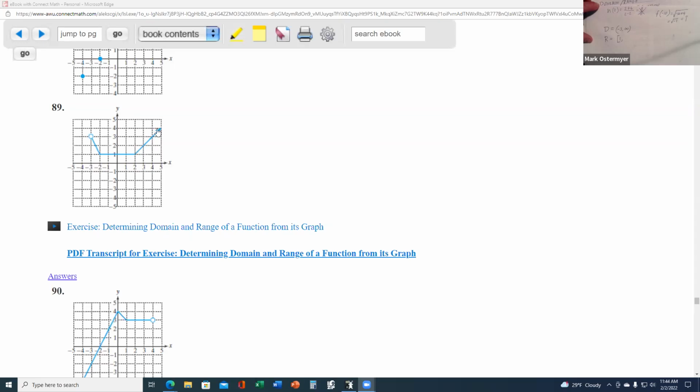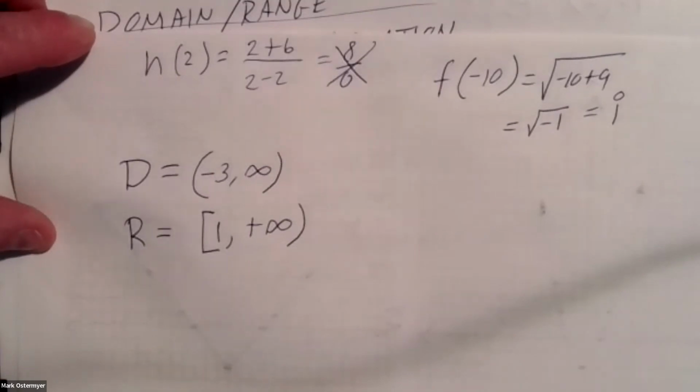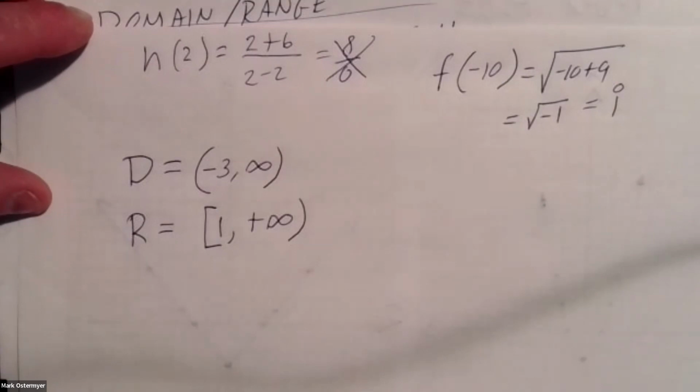Well, this graph keeps going up forever. And because it keeps going up forever, positive infinity would be the upper limit of the range of this function. And so therefore, ladies and gentlemen, the range of that function would be in interval notation, including 1 up to positive infinity. That would be the range. Any questions how we derive the range and domain from the graph of this function?